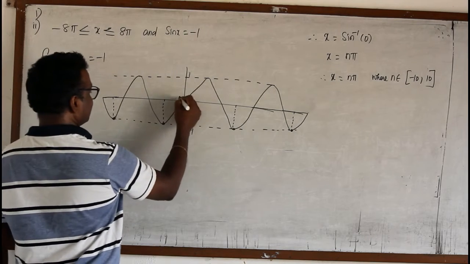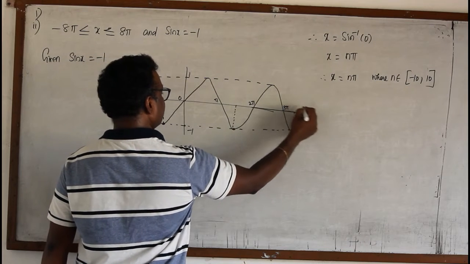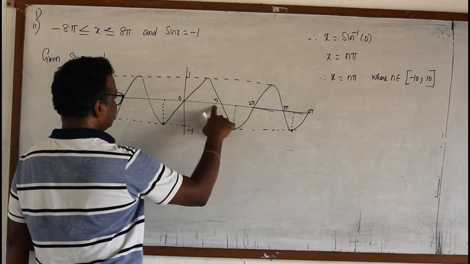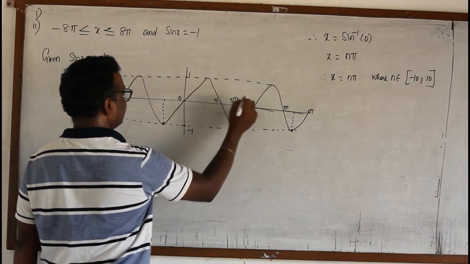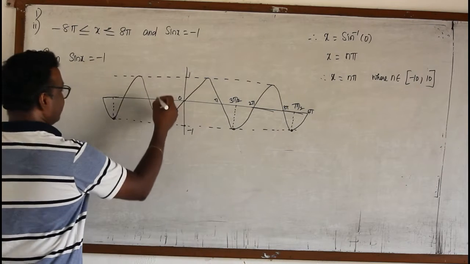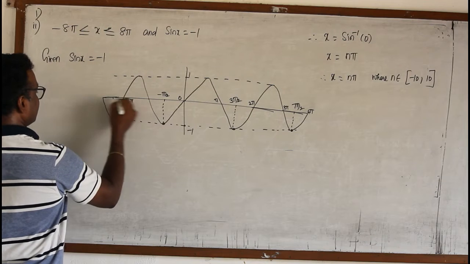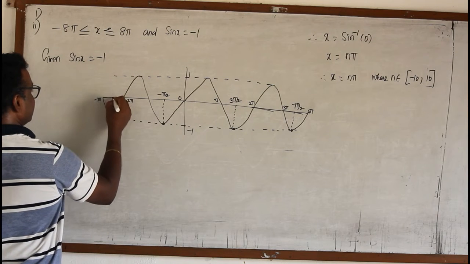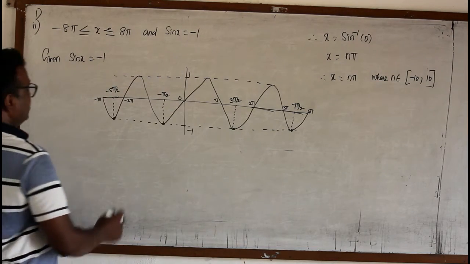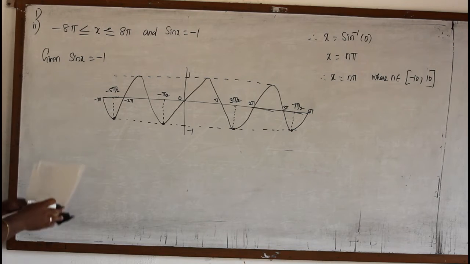We know these are 0, pi, 2 pi, 3 pi, 4 pi. So I need this value. This is 2 pi plus pi, 3 pi by 2, 270 degrees. Similarly, 3 pi plus pi by 2 is 7 pi by 2. Then we know it is minus pi by 2, minus pi, minus 2 pi, minus 3 pi. So it is minus 5 pi by 2.